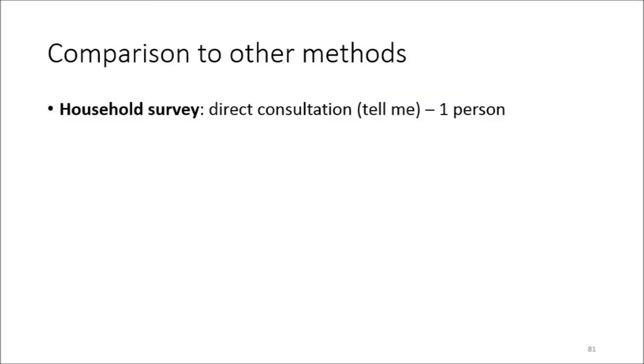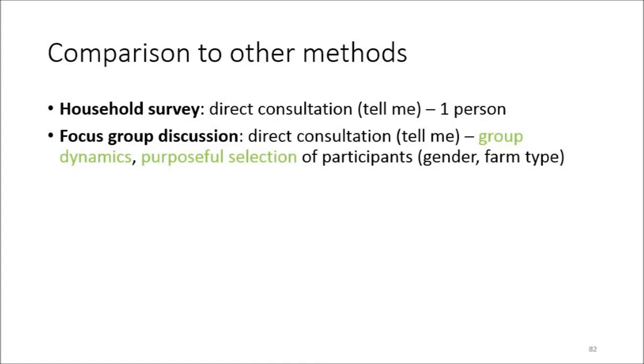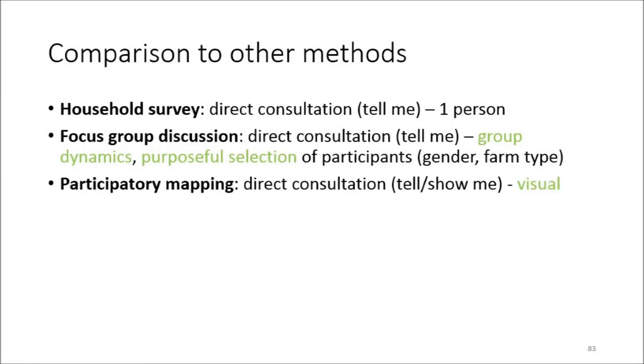And just to compare the serious gaming method to other methods, a very common one is, of course, the household survey. And this is a very direct consultation. You basically ask people, tell me, and it's usually one person. And then, of course, always the question, whom are you asking? And then focus group discussions, it's also a direct consultation. You ask again, tell me. But more similar to the game, you already have group dynamics, and you have a purpose for selection of different participants according to gender or farm type, for example. And you can also do participatory mapping, which is also a direct consultation, but more visual. So it's not just tell me, but also show me. So yes, there are already elements that the game covers.